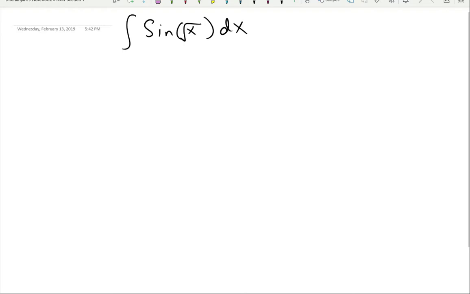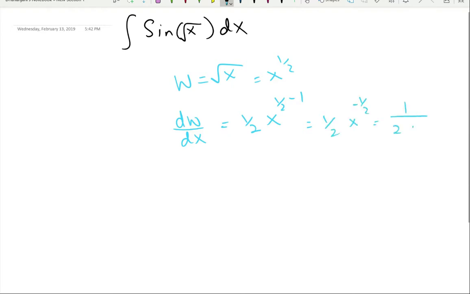Then how do we integrate sine square root of x? Well, let's use u substitution, or w substitution, let's call it that. Integration by substitution. So w is going to be square root x, because that's the inside function, inside sine. Now the derivative of w with respect to x: this is x to the half, so if you differentiate x to the half, you get half x to the half minus 1, so half x to the negative half, which we can write as 1 over 2x to the half. I make this power positive by taking it to the denominator. So this is 1 over 2 square root x.